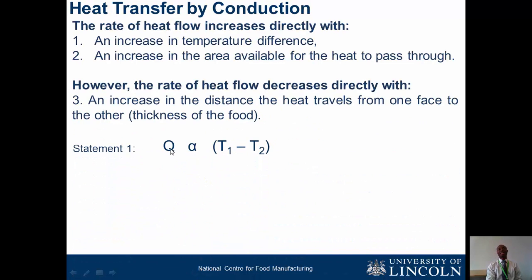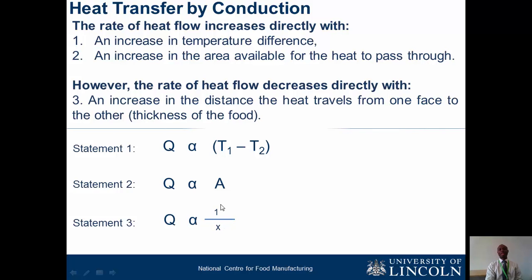The first one is saying that the rate of heat transfer Q is going to be directly proportional to the temperature difference T1 minus T2. And the second statement is saying that the rate of heat transfer is going to be directly proportional to the area. And finally, the third statement is saying it's going to be inversely proportional to the thickness of the food material. So take note of these three equations.